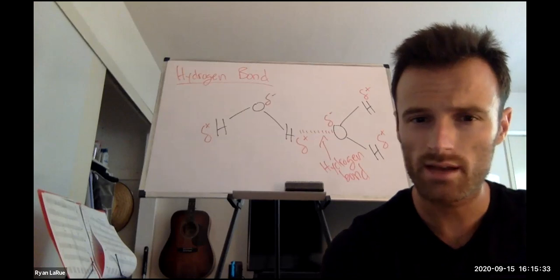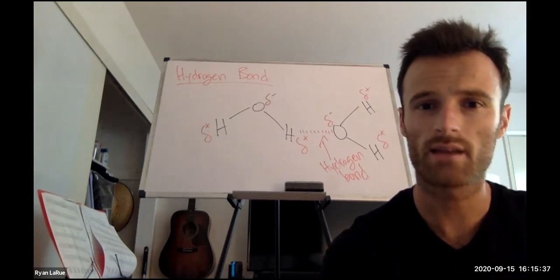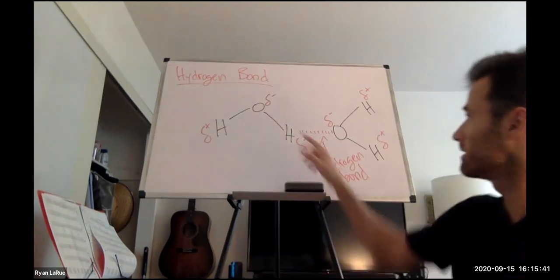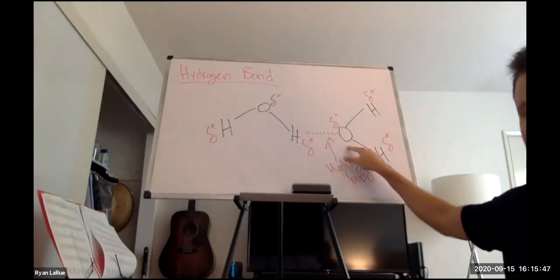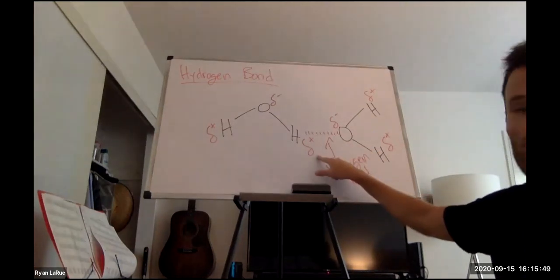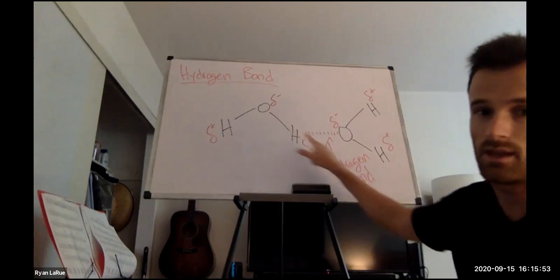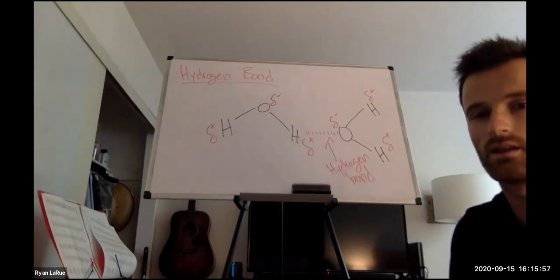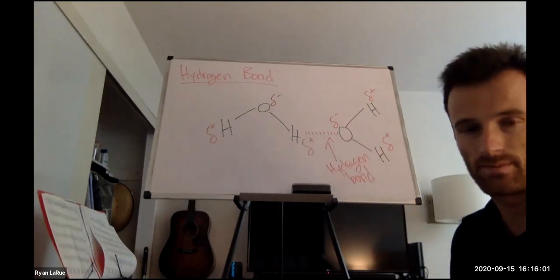Oh, so the negatives attract the positive. Yeah, exactly. So the partial negative on an oxygen here, on this water molecule, will be attracted to the partial positive of the hydrogen atom on this molecule, and it'll form this hydrogen bond. Intermolecular, between more than one molecule.